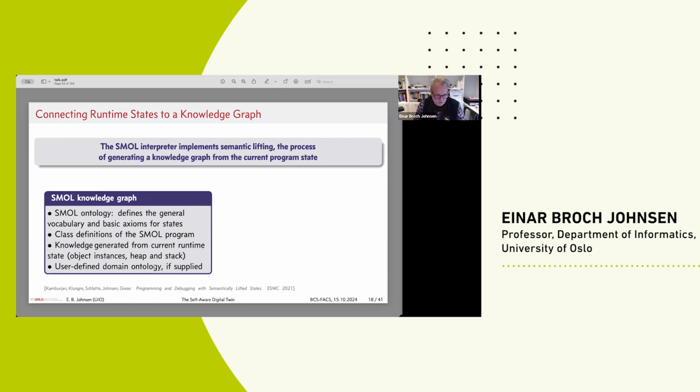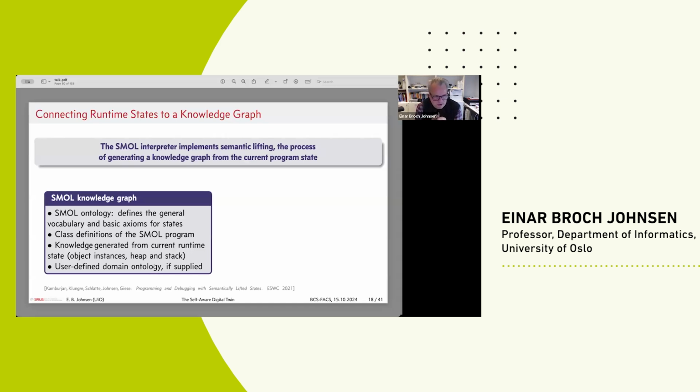And then we have the formalization of the program that we are running. So we are also lifting the class definitions and the class table into the knowledge graph. And then we have the actual runtime state. So we are lifting the configuration of object instances, the heap. We can also lift the stack. We are currently not doing that anymore, but it can be done depending on our needs.